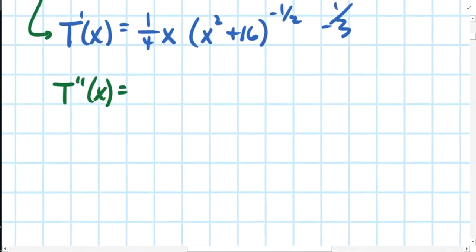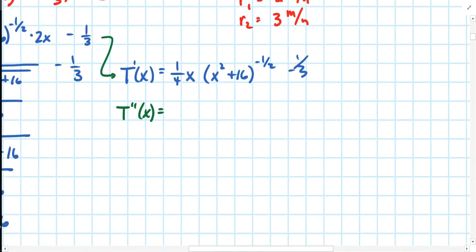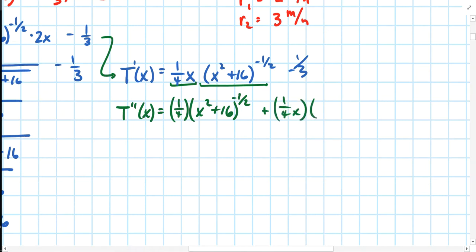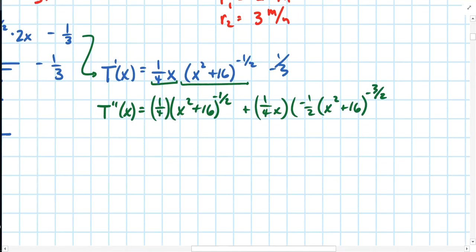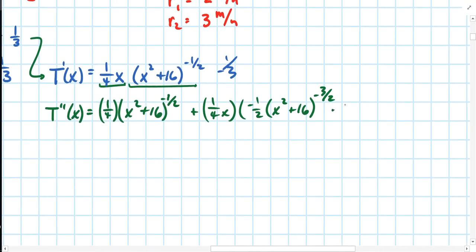Okay, I still like the chain rule instead of the quotient rule, but we've got to involve the product rule as well. We've got one function here, another function here. This derivative is going to turn to 0 at the end. So let's do the product rule. The derivative of the first times the second function plus the first function times the derivative of the second, which is going to be negative 1/2 x squared plus 16 to the negative 3/2 power, because we're reducing this exponent by 1. We immediately multiply by the derivative of the inside, which is 2x.